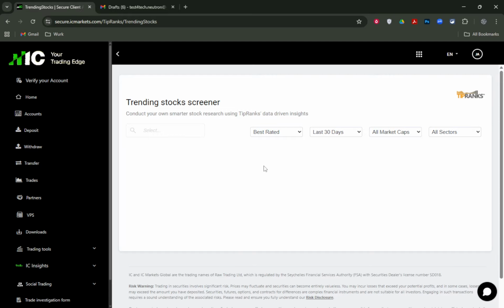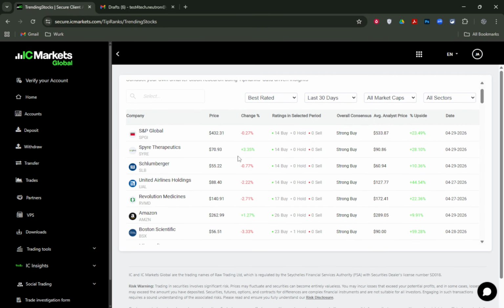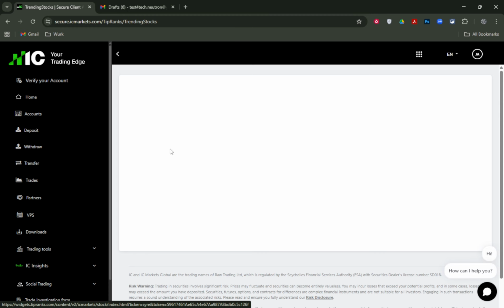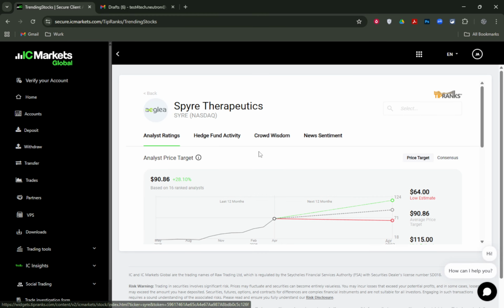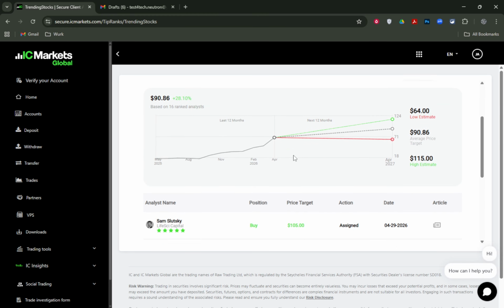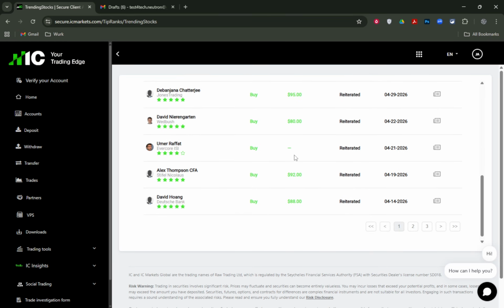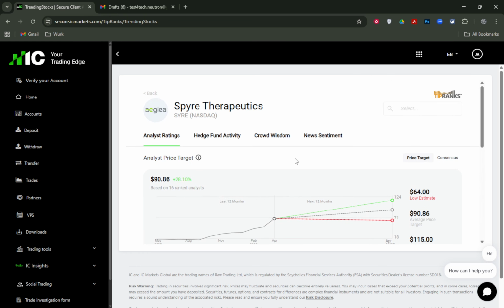When signals clash, say analysts are bullish but news sentiment is bearish, that usually points to uncertainty. In that case, patience can be wise. And if analysts, news, and the crowd are all bearish, risk of a drop is elevated, so be cautious. Combine these pieces, and IC Markets Insights becomes a clear, practical guide to your next decision.